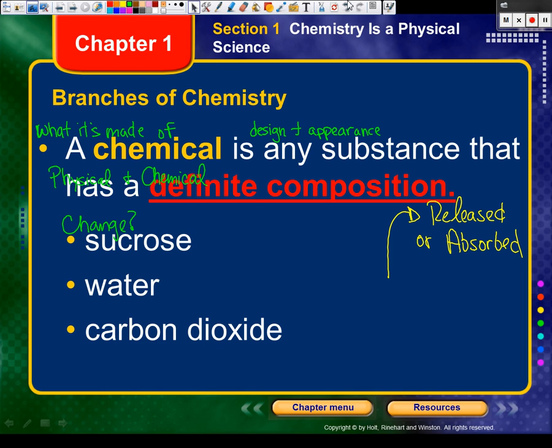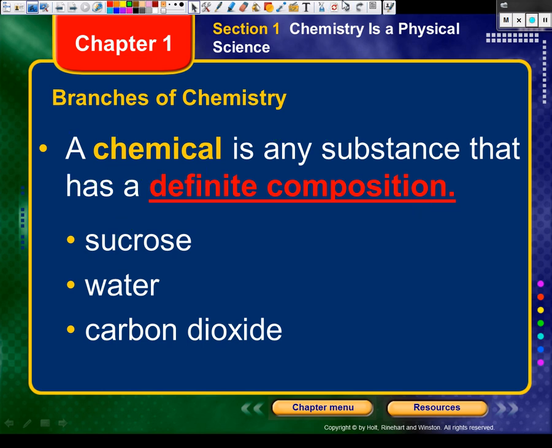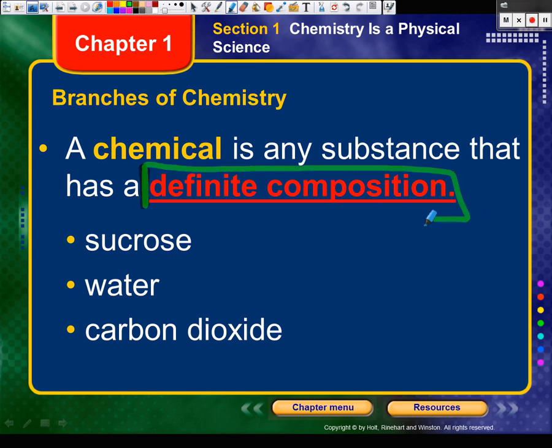Now, when you hear the word chemical, is that a scary word to most people? Most people, it's a scary word, but don't let it be, because it's really not. The first thing you need to know, again, if you have a highlighter, this may be a good thing to highlight. If not, just circle it, whatever you want to do. Highlight: it has a definite composition, and I'm going to explain that. But how could you explain definite composition? What would that mean to you? Okay. Will it ever change? It's always the same. It's permanent.